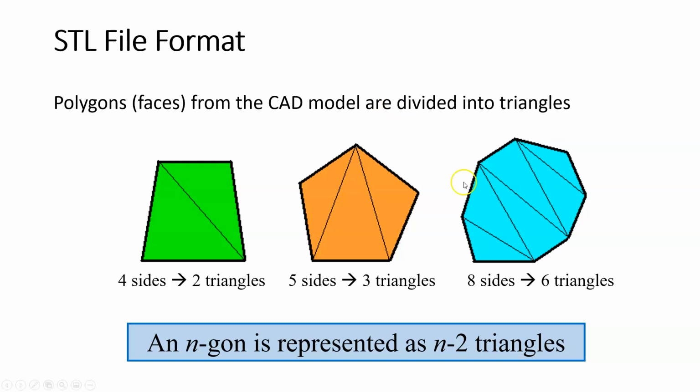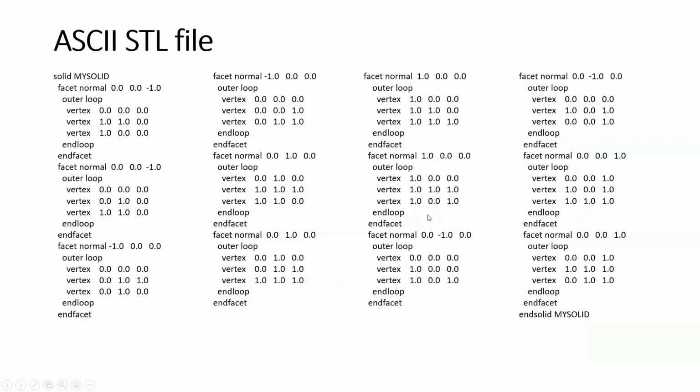So let's try this out. If we have an 8-sided object, an octagon, an 8-gon, is represented by 8 minus 2, 6 triangles. So if we have a 12-sided object, which is called a dodecagon, a 12-gon is represented as 12 minus 2, 10 triangles. Okay. So that's a very simple translation equation to use. Now let's look at a sample STL file.